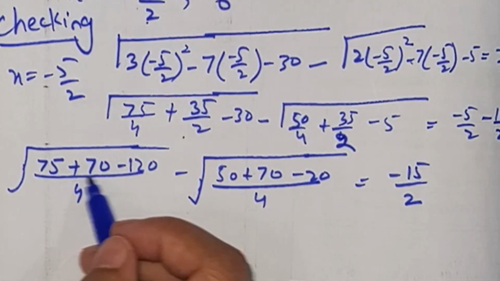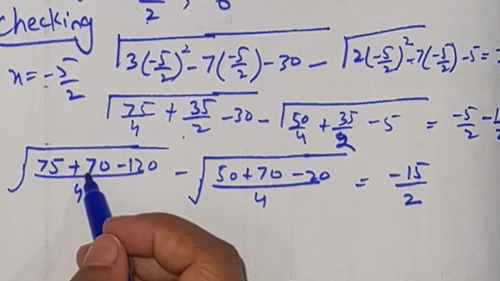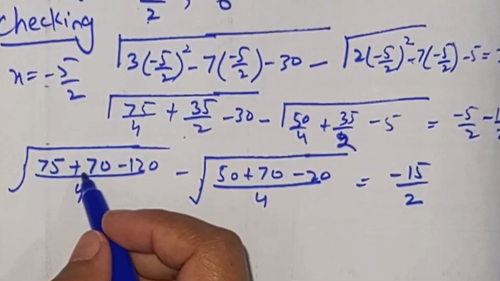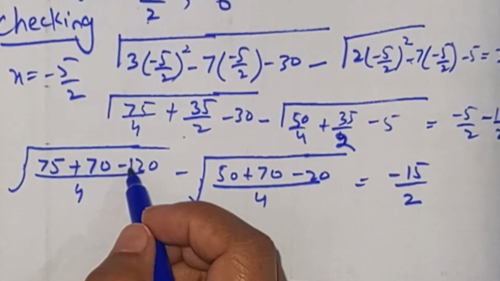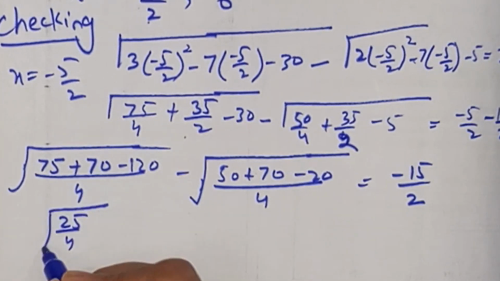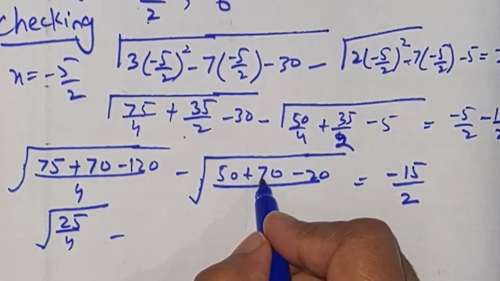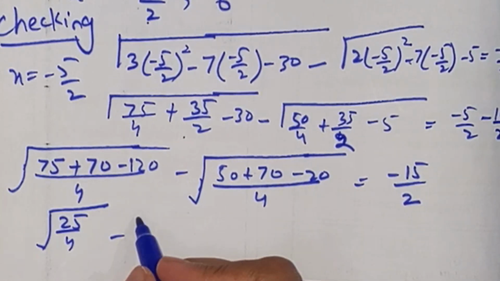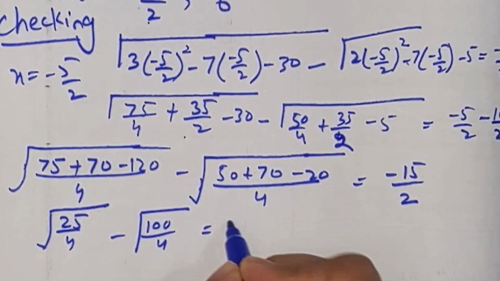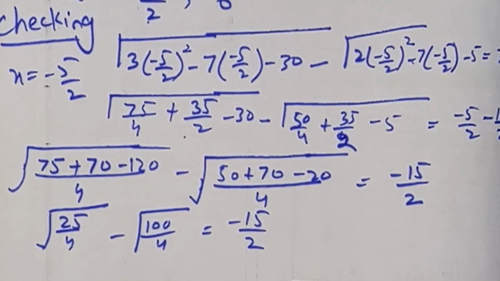Now this is equal to 75 plus 70, which is 145, minus 120. This is equal to the square root of 25 over 4. And 50 plus 70 is 120, minus 20. This is equal to 100. So we write the square root of 100 over 4. This is equal to minus 15 over 2.